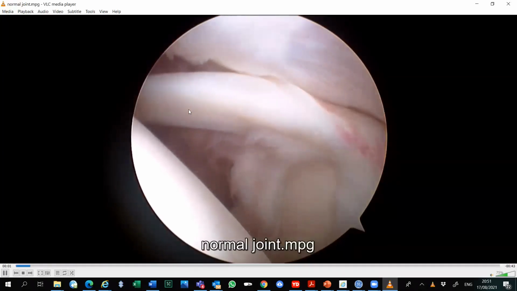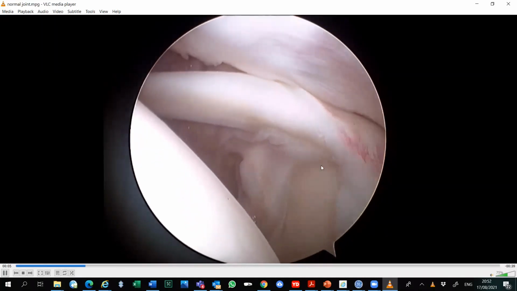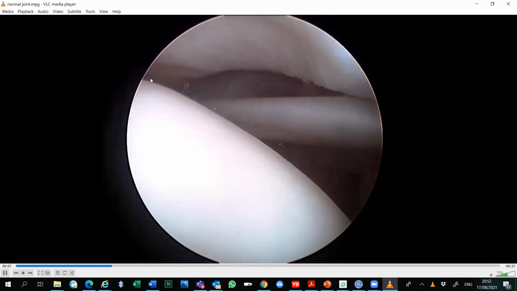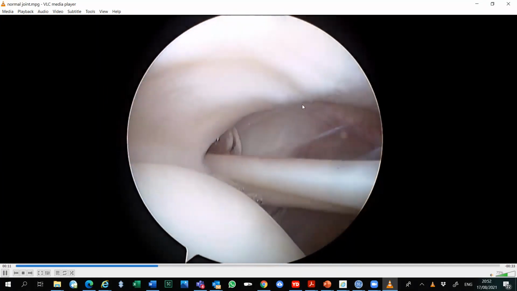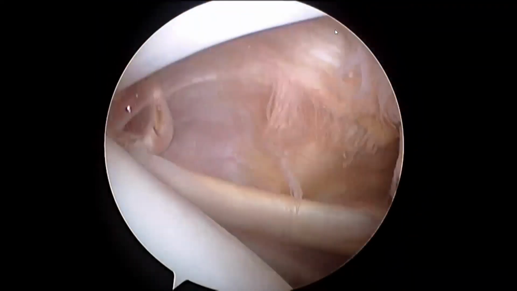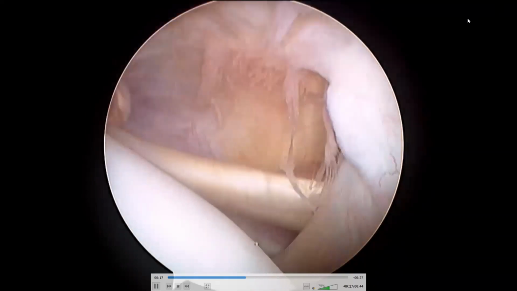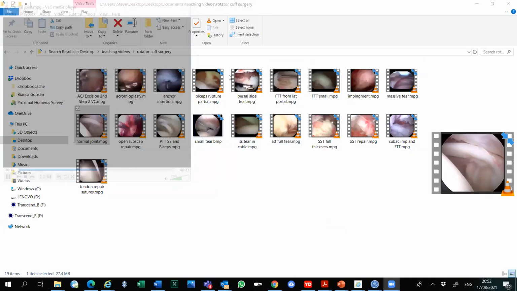So if we look here, you can all see this is the biceps. This is the supraspinatus going over the top. There's the labrum, and you can see the insertion of the footprint. Just hold on, I don't know how to get rid of this now. Okay. So that's the normal rotator cuff.